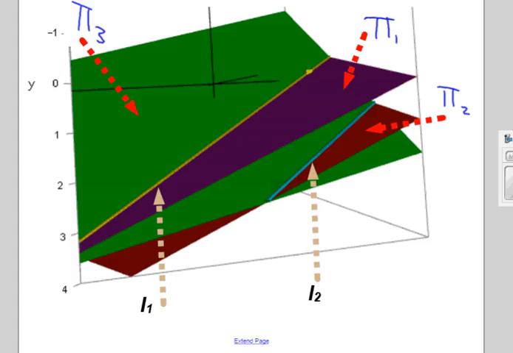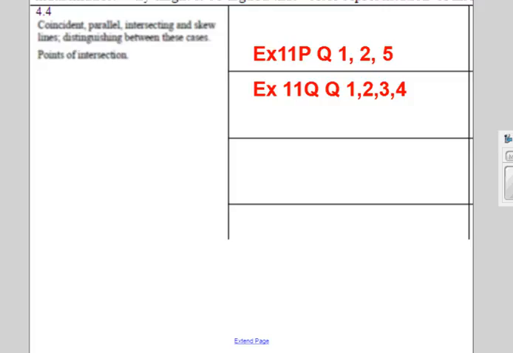Okay, and it looks something like that. So pi 1 is parallel to pi 2, and pi 3 is kind of a transversal plane, and the two lines L1 and L2 are parallel. Great, you are now ready to do these ones for homework.